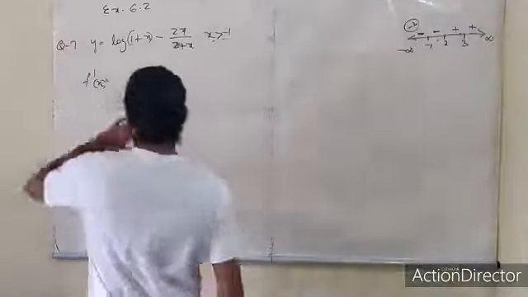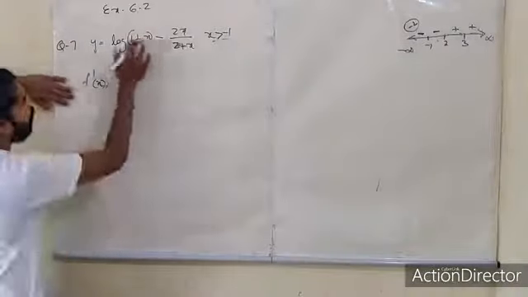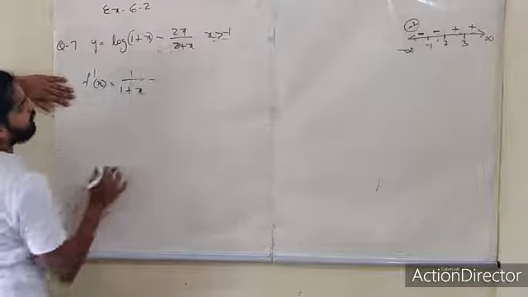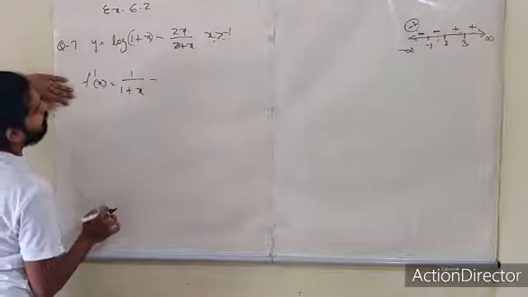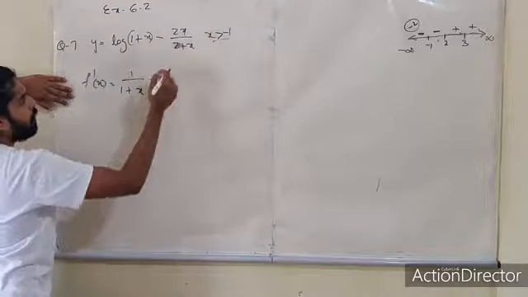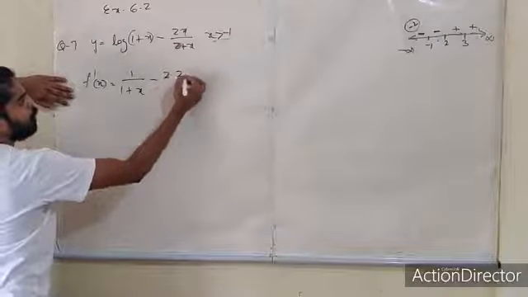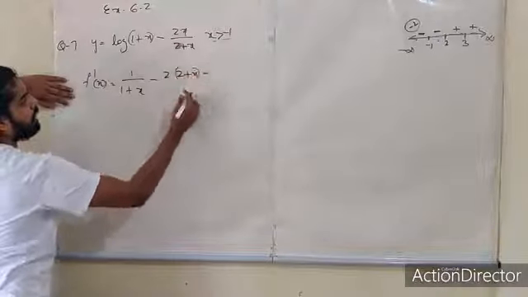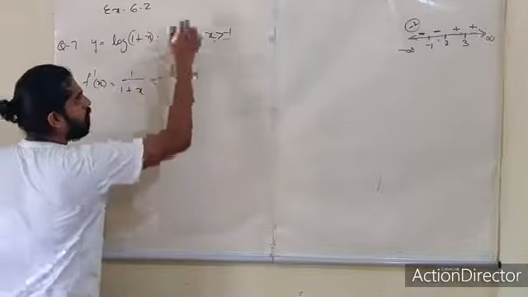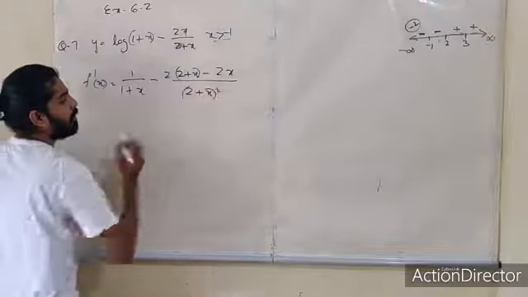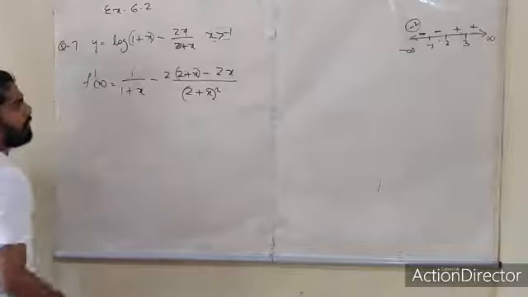to prove this is increasing. So f dash is the derivative of log 1 plus x, which is 1 by 1 plus x, minus the derivative of 2x by 2 plus x. For that we have to use the quotient rule: 2 into 2 plus x, minus 2 plus x's derivative which is 1, 1 into 2x is 2x, divided by 2 plus x whole square. Now we have to simplify this.